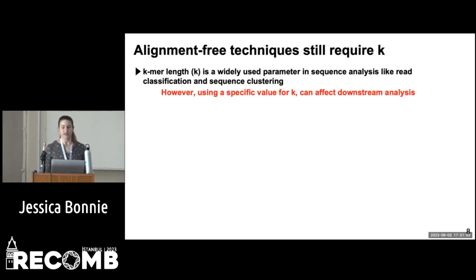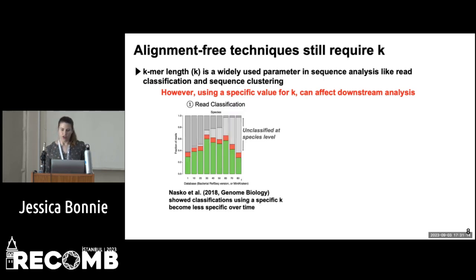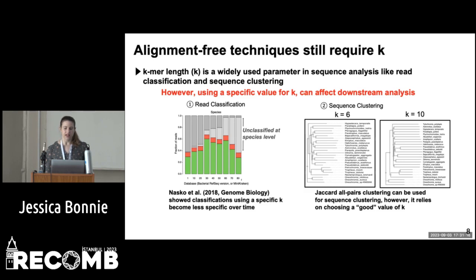However, the requirement that we select a K means that we have not yet fully escaped upstream decisions that affect our results downstream. As Nasko et al. showed, the specific K that was previously properly selected for a classification task ultimately leads to less specific classification as the database grows. That's there on the left. All pairs Jaccard, which is used for sequence clustering, also depends on selecting an appropriate K, which may or may not be optimal for all parts of the task.